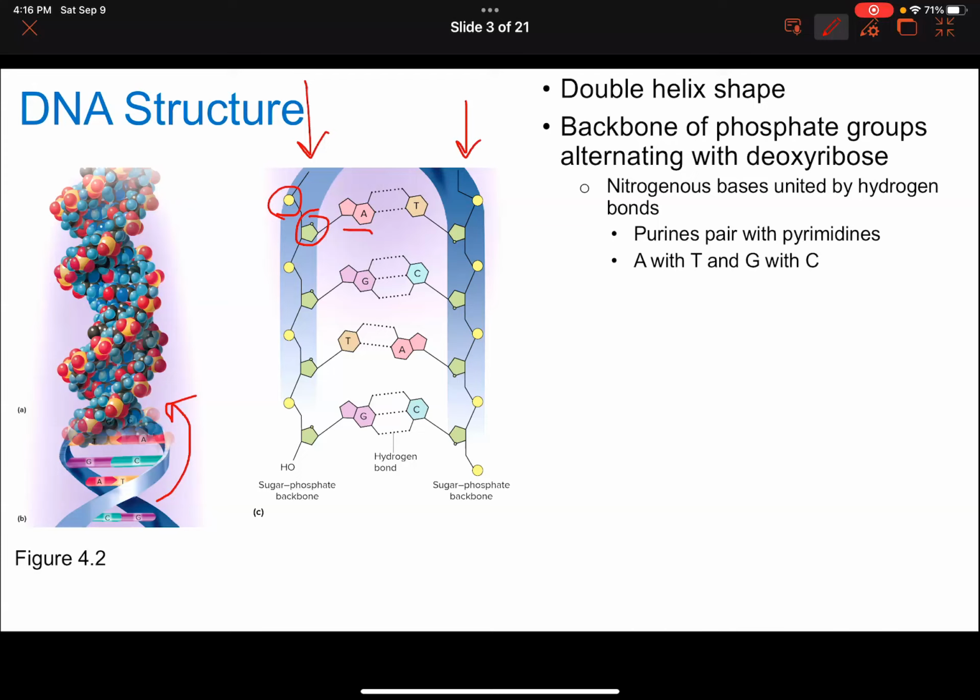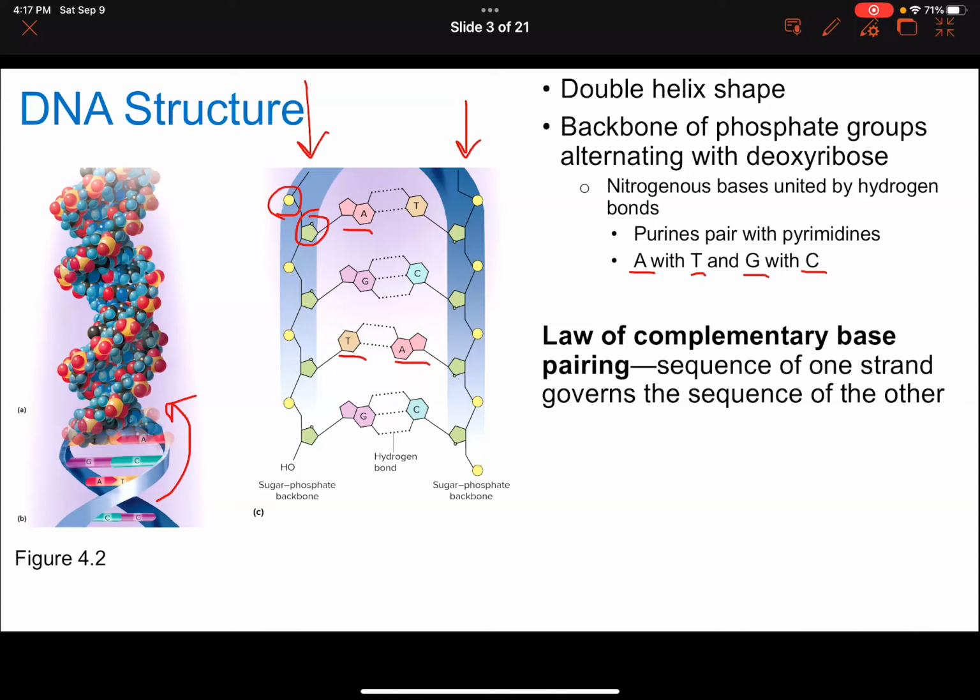The purines are going to pair with pyrimidines, so we have specific pairings that you need to learn. A will always pair with T and G with C, and vice versa. So T would pair with A, as you see here, and C will pair with G. This is called the law of complementary base pairing.